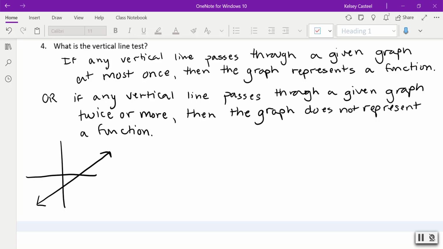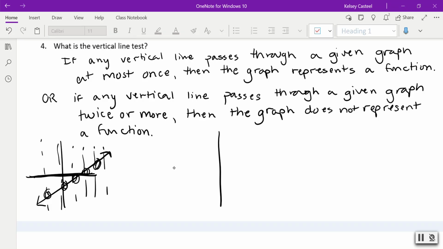So looking at this graph, if I imagine any possible vertical line that I could possibly draw, I'm only going to be intersecting that line at most once. I can never find a place where it would be intersecting more than once. So what this does is it confirms for me for all of those possible inputs on my x-axis, there's only one possible output that goes with each of them.